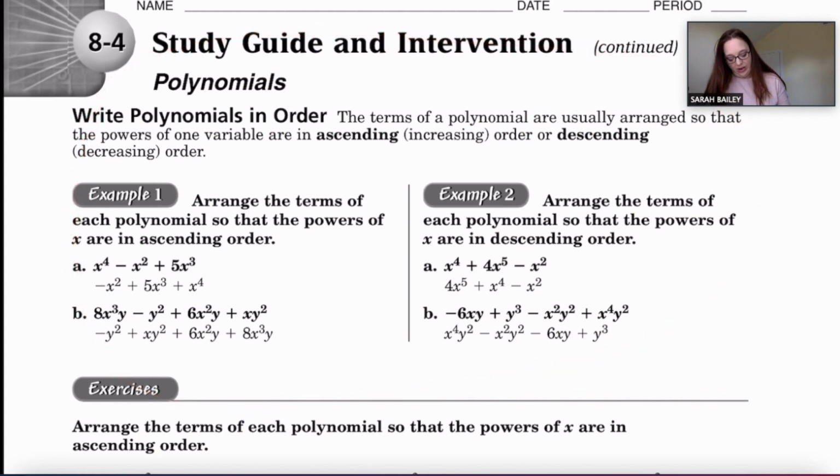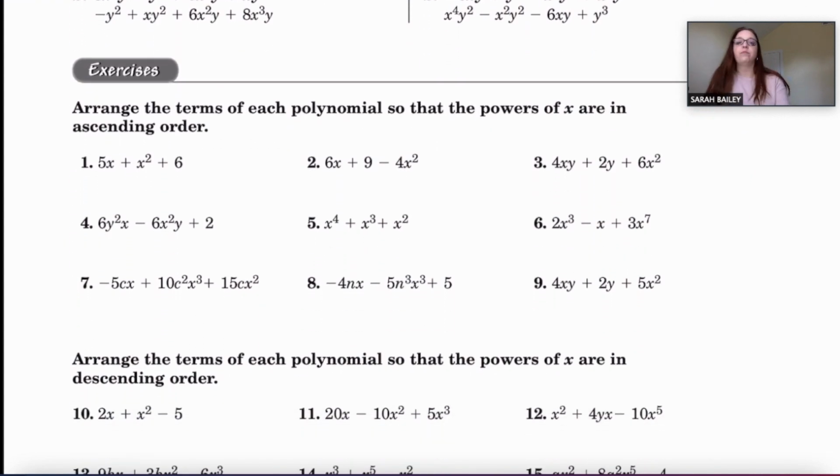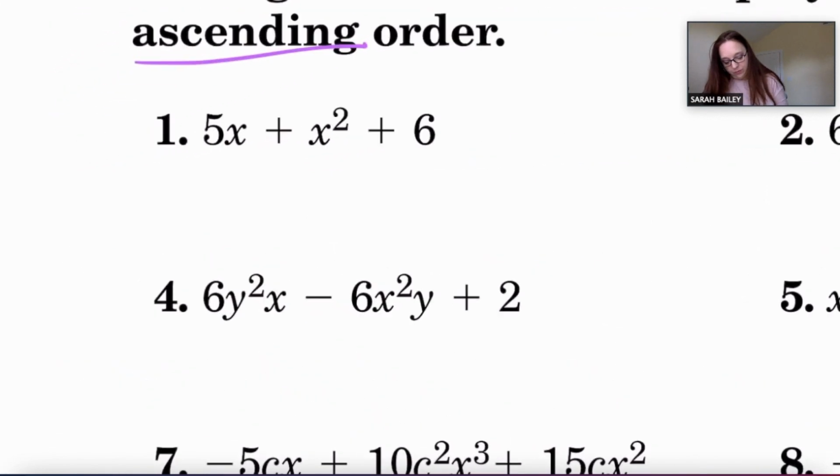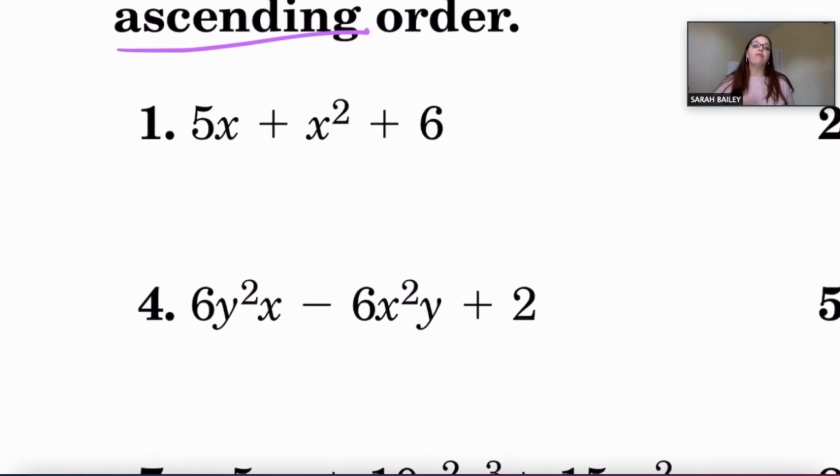Great. All right, so let's do some problems. So let's look at the directions. So the first set says to arrange the terms of each polynomial so that the powers of x are in ascending order. So ascending would be like 1, 2, 3, 4, going up. So let's look at number 1. All right, so I have 5x plus x squared plus 6.